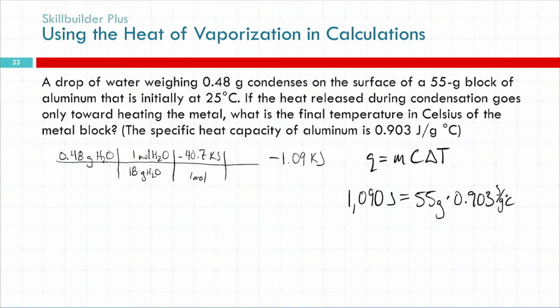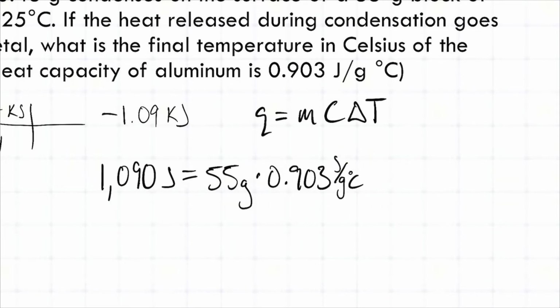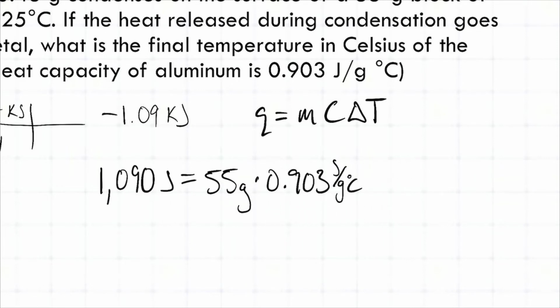Oops. I'm going to zoom now. And then our units of our heat capacity are joules per gram degree C. So that means we're going to continue to use temperature. So our temperature final minus our temperature initial, which is going to be 25 degrees C.